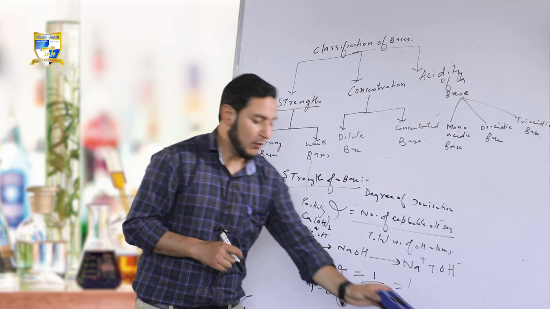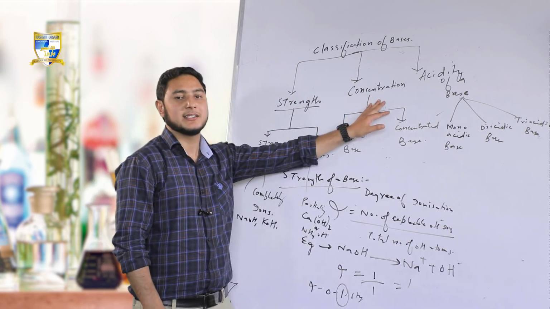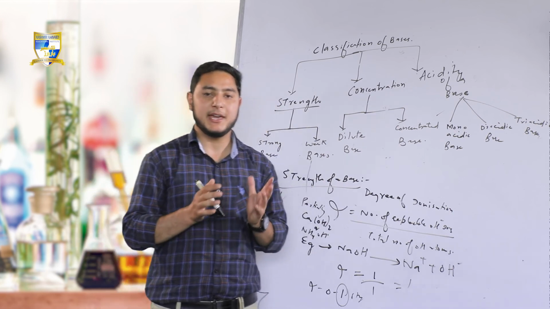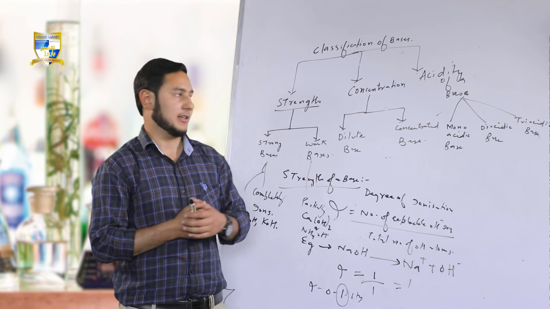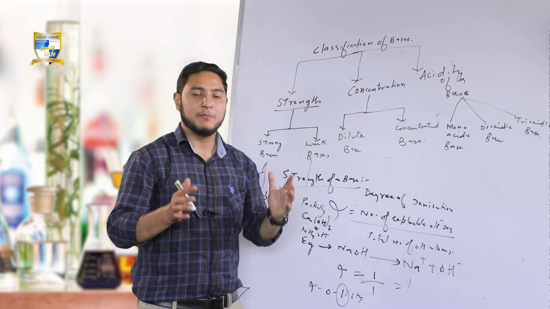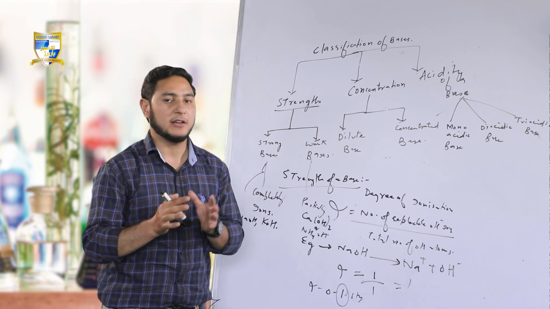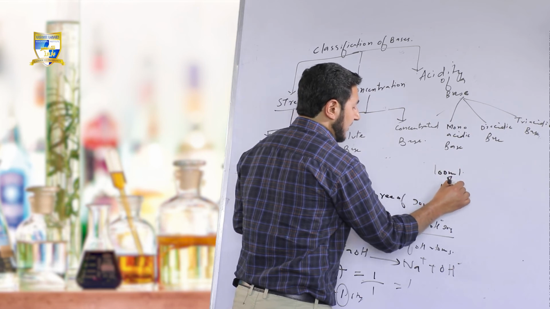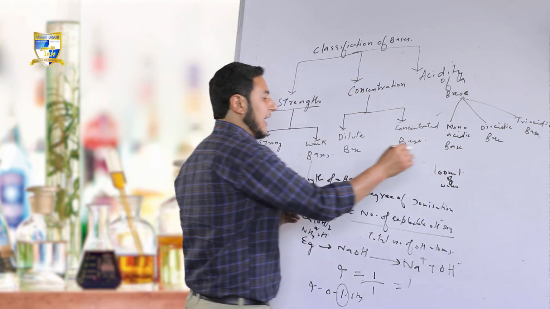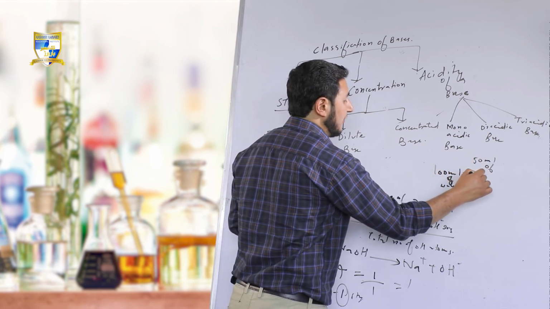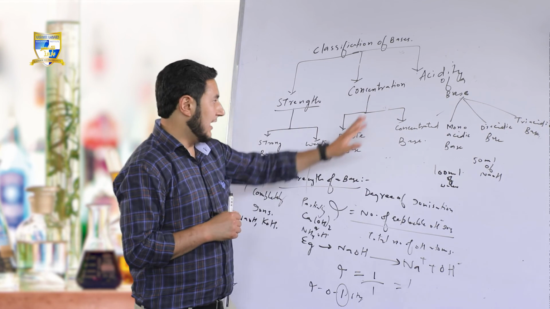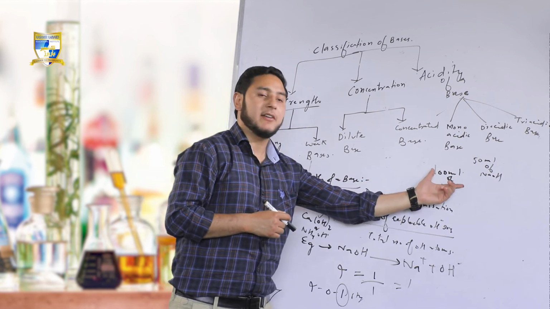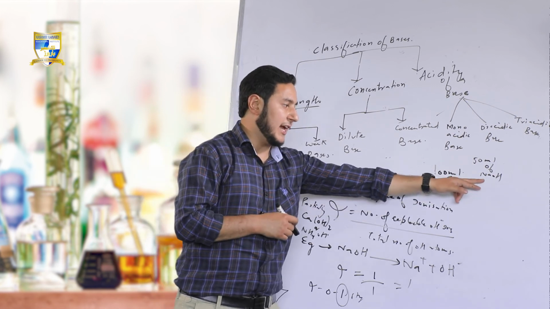Now, talking about concentration. By the concentration of a base, we actually mean the amount of base present in a fixed amount of water, that is, in a fixed amount of aqueous solution. Say I have 100 ml of aqueous solution, water, and I am dissolving 50 ml of sodium hydroxide, NaOH, in it. Fixed amount: I have 100 ml of water and I am dissolving 50 ml of NaOH.